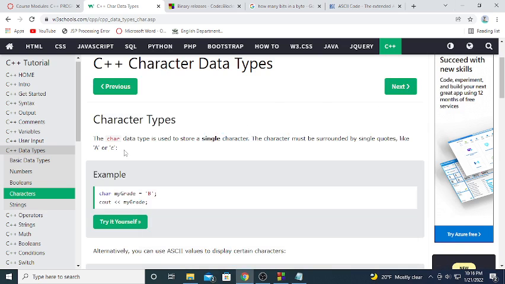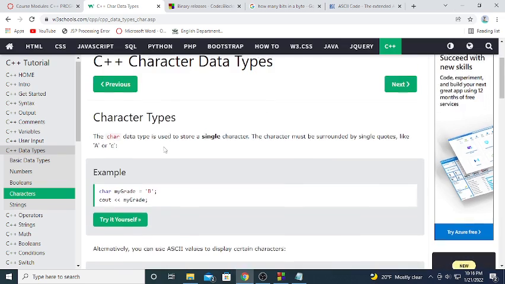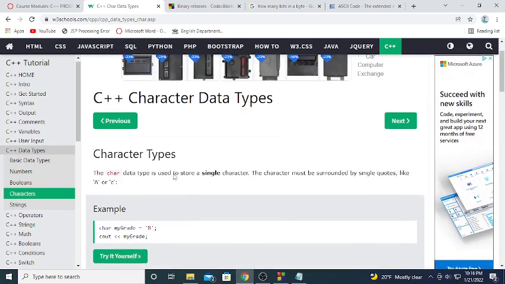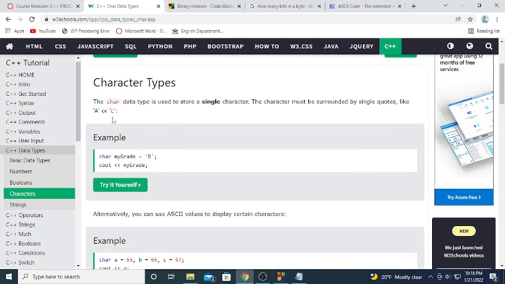Okay guys, now we're going to go over the character data types. CHAR, for character, and that's it for characters, that's the only one. So this one's pretty easy. It's used to store a single character. Remember, I believe it was 4 bytes. The character must be surrounded by single quotes, like 'A' or 'C'.